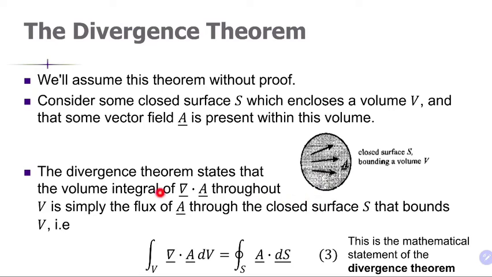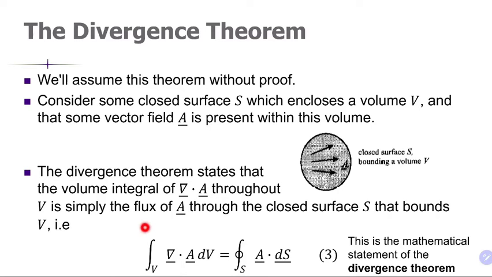So the divergence theorem is that the volume integral of the divergence throughout the volume V is simply the flux of A through the closed surface S that bounds the volume V. Okay, so what is that? It is the integral of the divergence of A over that volume is equal to the closed surface integral of A over that surface. So these are mathematical statements of the divergence theorem.